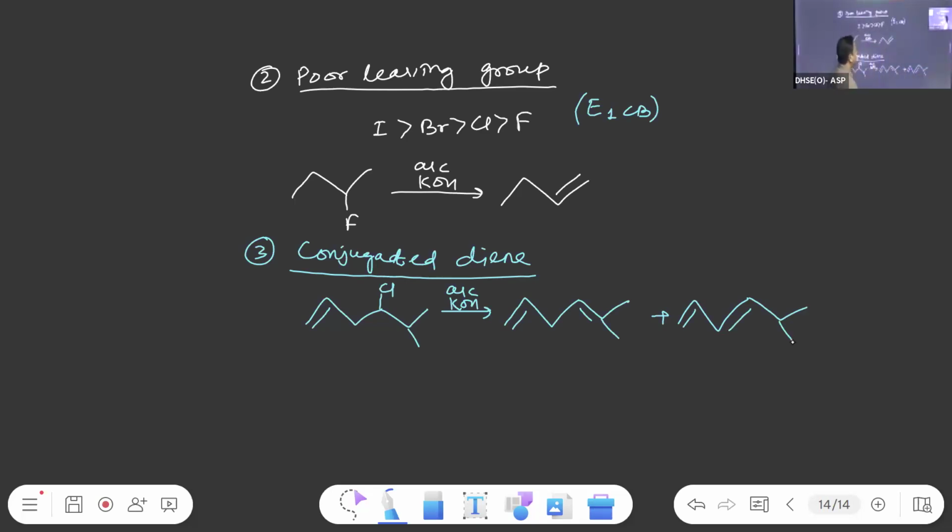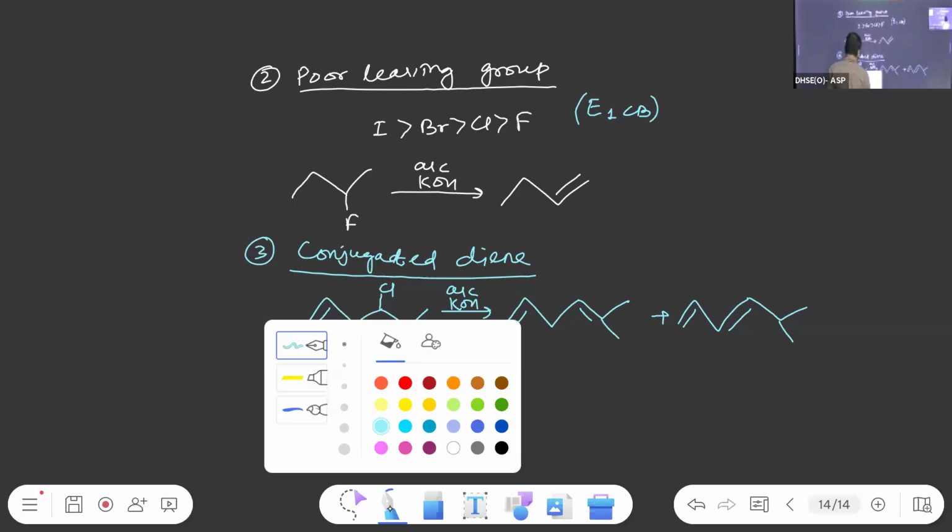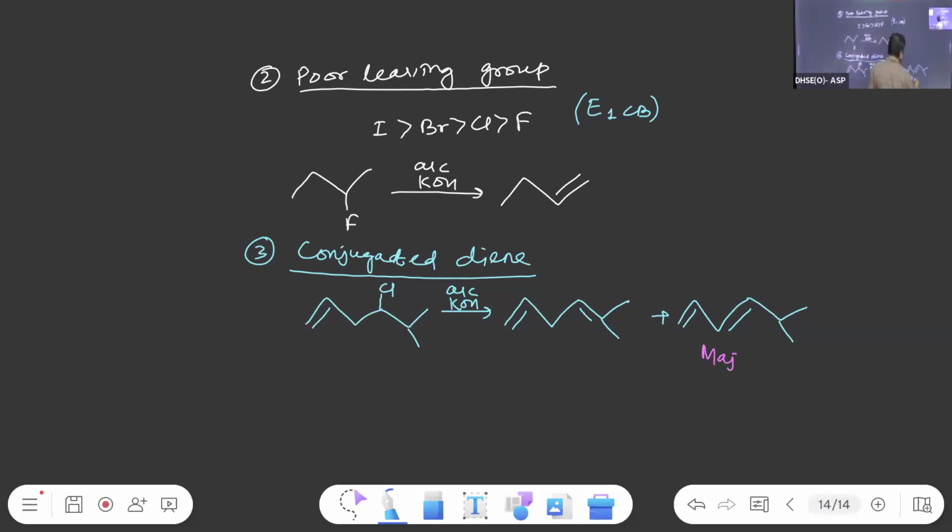This is another product. Okay. So these are the two different products. Among these two, which is the major product? So the major product is the second one. This is the major product.